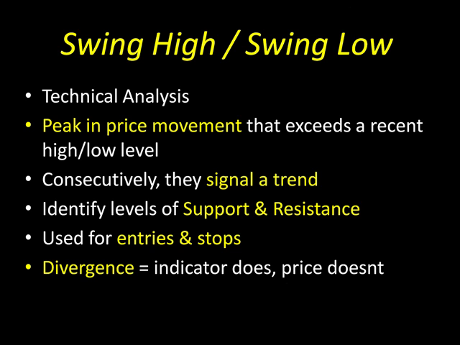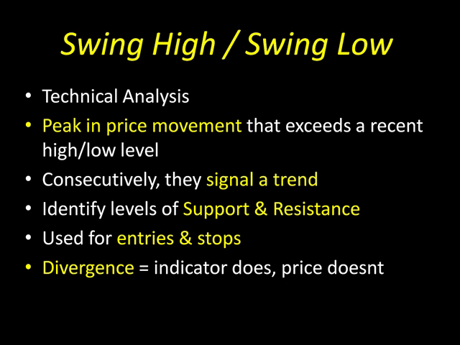Well, let's talk about what they are. Swing highs and swing lows, guys, are used in technical analysis, right? So not so much fundamental analysis. This is looking at price action on your charts. By definition, this is a peak in price movement that exceeds a recent high or low level. And we're going to show some examples of this. When we see consecutive swing highs or consecutive swing lows, they signal the start of a trend. They're used to identify levels of support and resistance. And because they act as support and resistance, I'm going to use them for my entries and my stops.